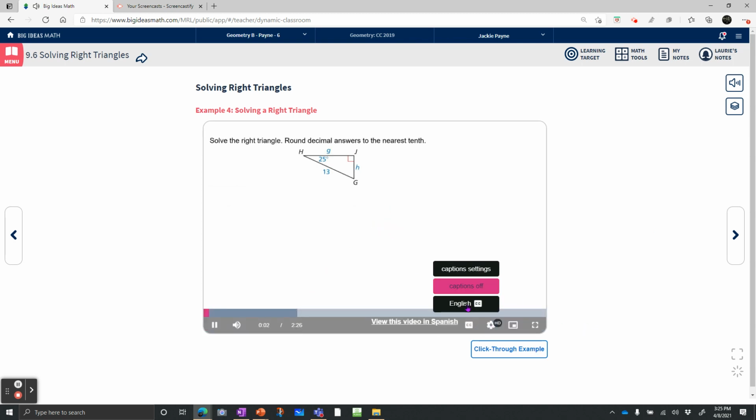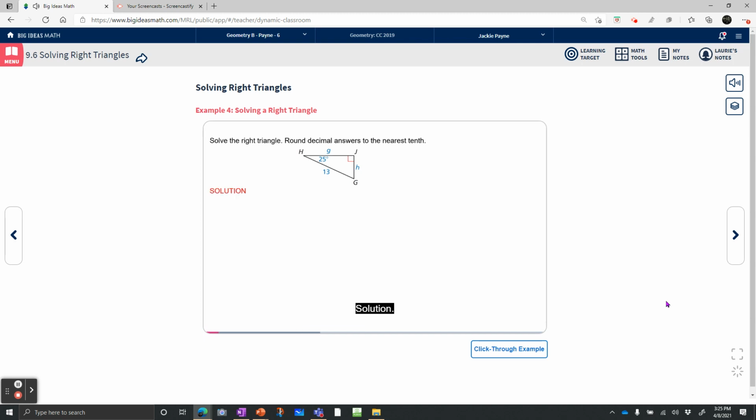Solve the right triangle. Round decimal answers to the nearest tenth. Solution. From the diagram, you know the length of the hypotenuse and the measure of one acute angle of the right triangle. Use trigonometric ratios to find the values of G and H. The sine of angle H is equal to the length of the opposite leg divided by the length of the hypotenuse. The measure of angle H is 25 degrees, the length of the opposite leg is H, and the length of the hypotenuse is 13. So you have the equation, the sine of 25 degrees equals H divided by 13. To solve for H, multiply each side of the equation by 13. This gives you 13 times the sine of 25 degrees equals H. Using a calculator, you get 5.5 is approximately equal to H.